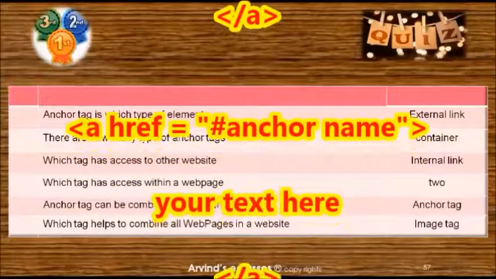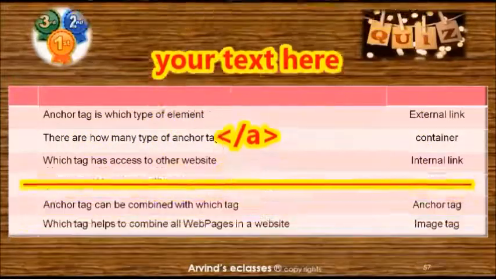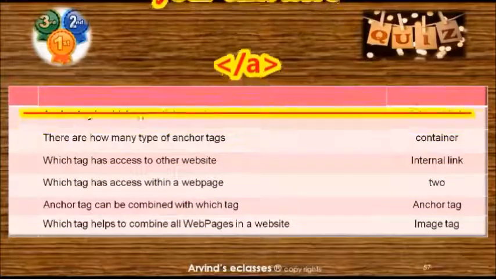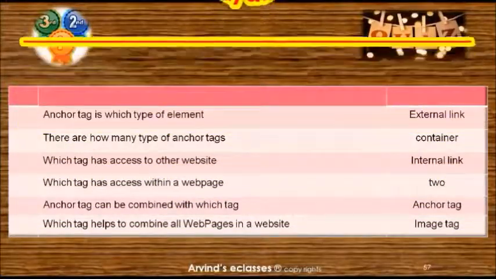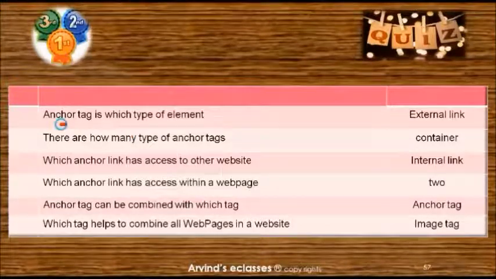Next, we discussed your internal link, where we use two anchor tags. In the first we use name, and in the second anchor tag we used hyperreference. Okay, so we start today's quiz. So your first question is, anchor tag is which type of element? You already know we have two types of element. First one is a container which has an initial and end tag, and second one is an empty element which has only an initial element. And what you saw in the anchor tag?